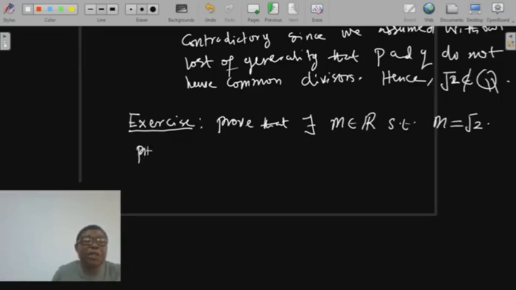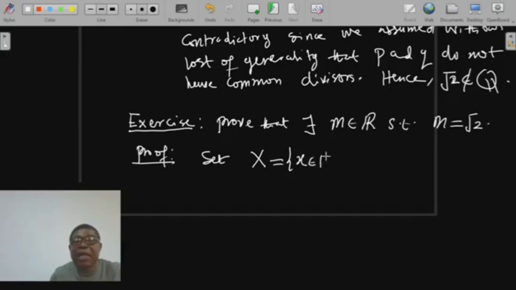To do this, we proceed as follows. I'll build a little construction. We shall construct a set I'll call X. So set X to be equal to the collection of all x in R so that x squared is less than 2.